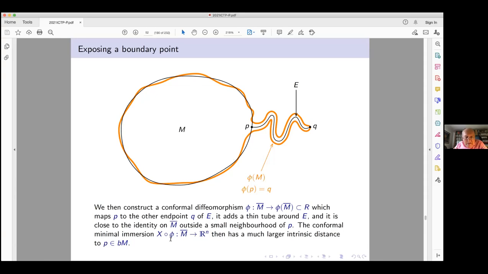So I'm precomposing X with this phi. So what does this mean? That when I approach P, I will actually go to this very end, but you see X maps this arc into some very long arc. So this means that this composition will have a large intrinsic boundary distance to P, because actually you're not going to P, but you're in the new picture going to Q. So I have increased now the intrinsic boundary distance to some finitely many points of the boundary. That's of course not enough, but it's a good step.